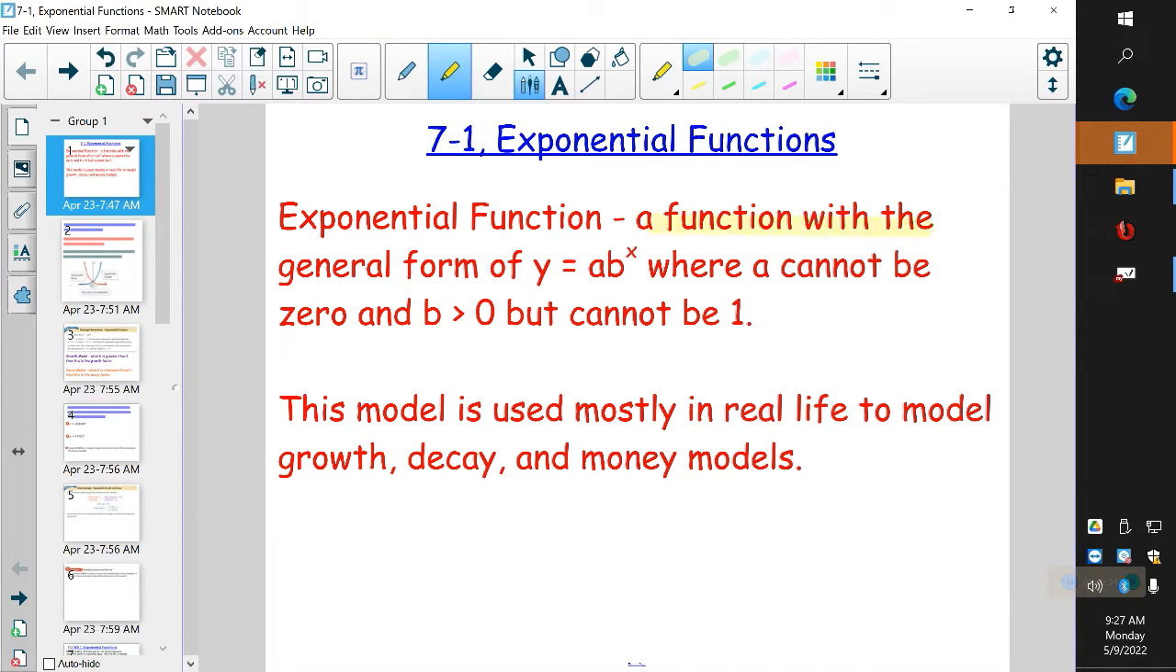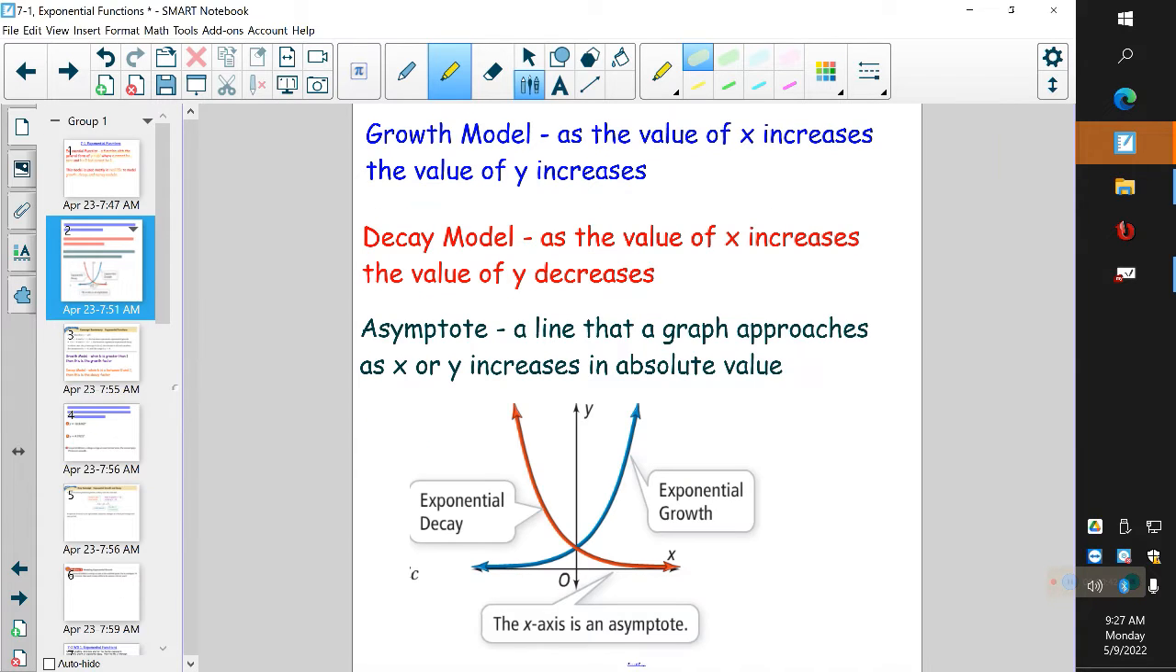It's a function that looks like y equals a b to the x, where a cannot be 0 because 0 times anything is 0, and b must be greater than 0 but cannot be 1. This model is used mostly in real life, and it's for growth, decay, and money models. So we all love to see our money grow, so this is what it's going to look like.